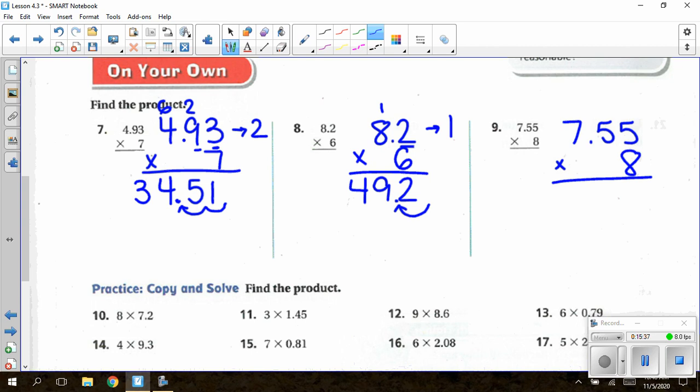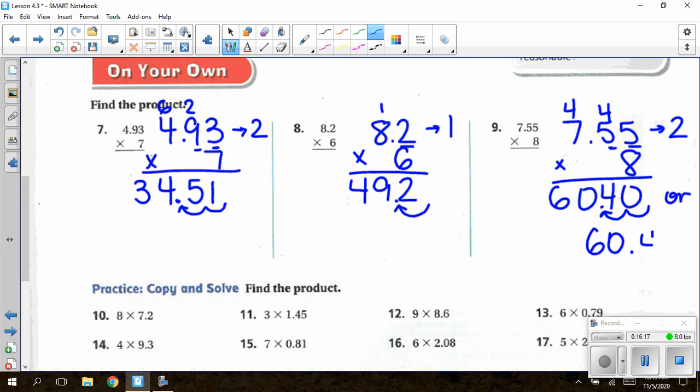And when I multiply this out, I have 8 times 5, which is 40. 8 times 5 is 40, plus 4 is 44. 8 times 7 is 56. 56 plus 4 is 60. So now to count the number of digits behind my decimal, I have 1, 2. So 2 decimal place values need to be in my answer. So from the end of the number, 1, 2 to the left, place my decimal, and I would have the answer of 60 and 40/100, or you could just put 60 and 4/10.